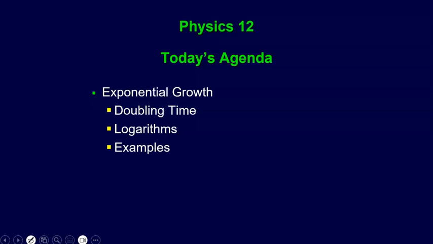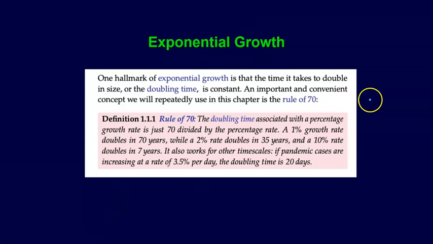Now, exponential growth, we're going to look at it in a couple of different ways, but we're going to start by taking on one hallmark of it. One hallmark of exponential growth is that the time it takes to double in size, or the doubling time, is constant. That basically means that if whatever you're talking about doubles every 2 years, it's going to double every 2 years, and it's going to consistently keep that way.